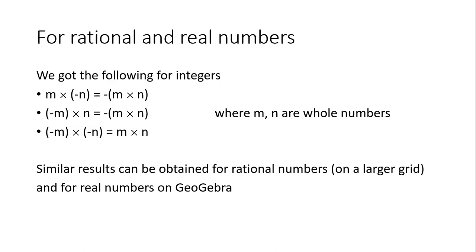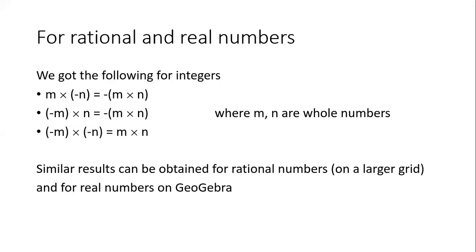Yeah. So similar result can be obtained for rational numbers on a larger grid. You need to use a chart paper or something, or a graph sheet will be able to give you something, not a whole lot of denominators, but you can deal with it with decimals to an extent. And when it comes to real numbers, that's where the GeoGebra thing is important. Okay. So these are three results which we are going to use. These are three results we have established.